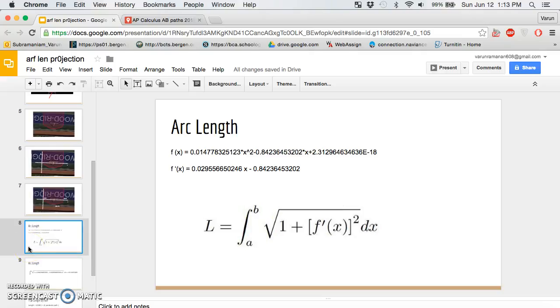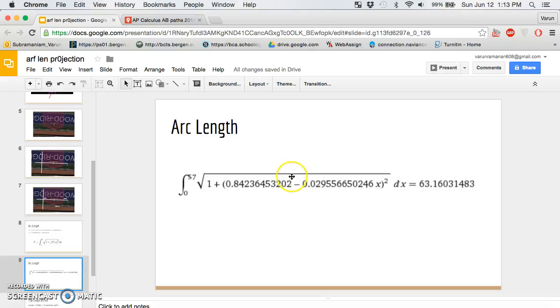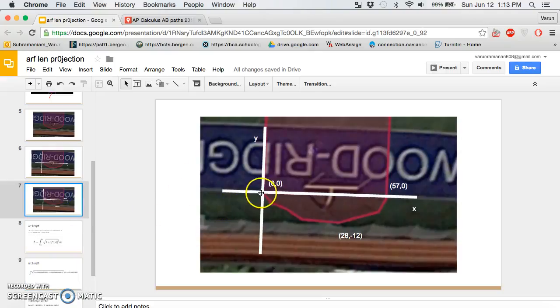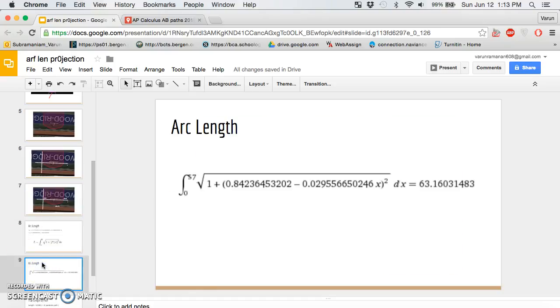So now to find the length of that parabolic function, we're just going to plug in our derivative, and our limits of integration are going to be 0 and 57 as per this graph right here. So that's our start and finish. And you can see that we get a length of approximately 63.2.